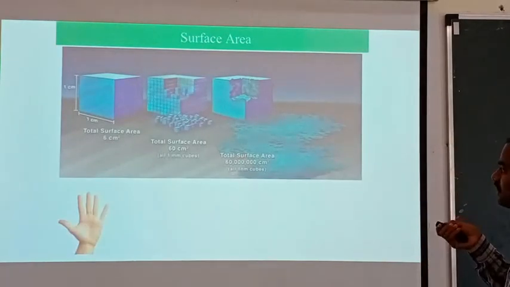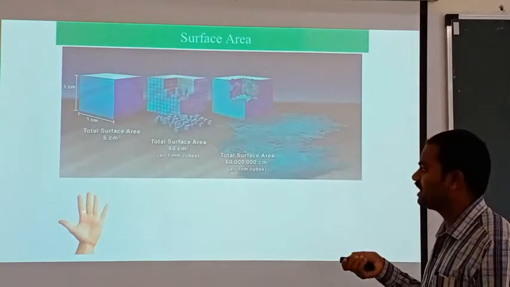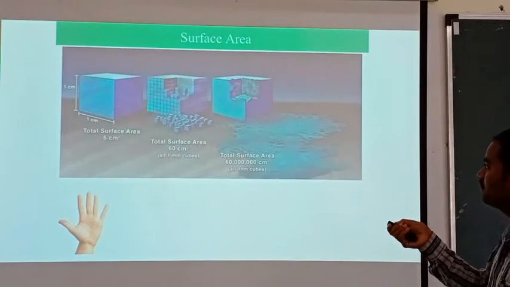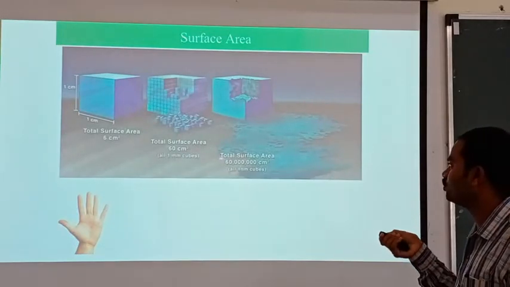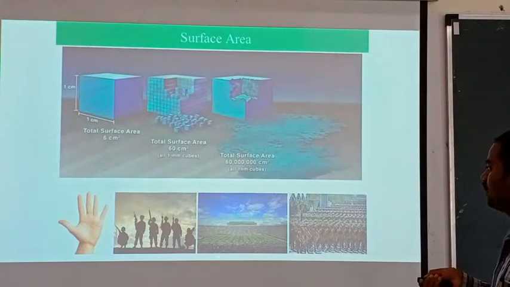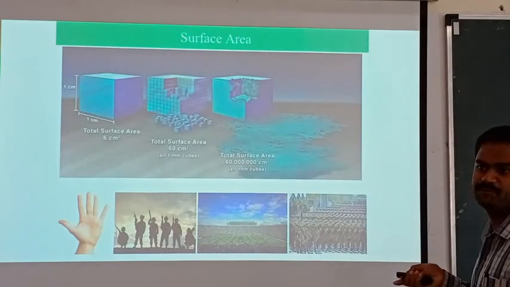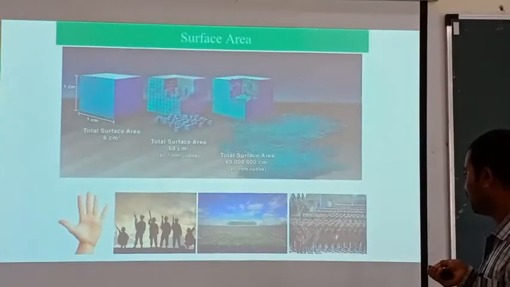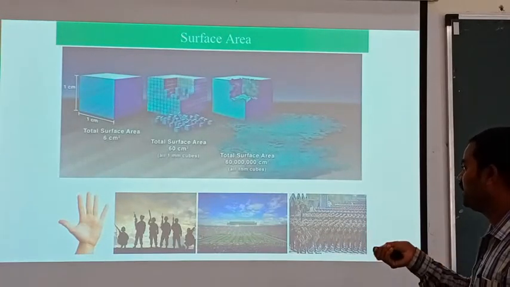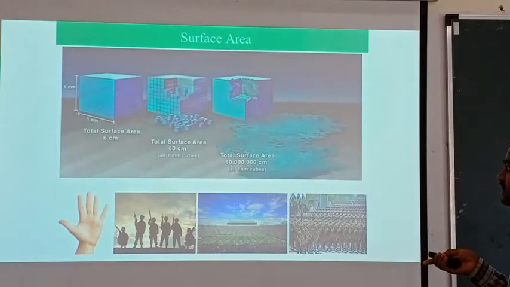How can you correlate this? This cube you can place on your hand easily, but when you make these cubes into smaller parts of 1 nanometer, they cover most of a football stadium. More than that, you can put around 60,000 army personnel in that football stadium.